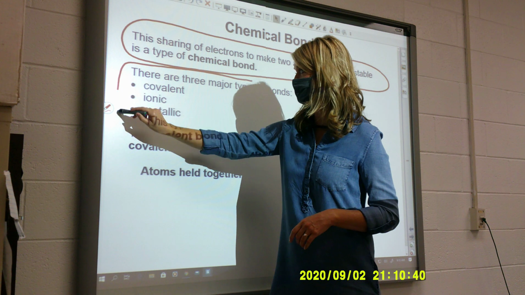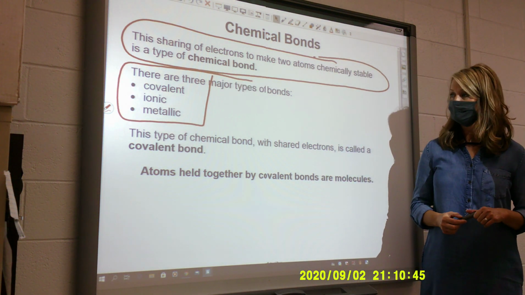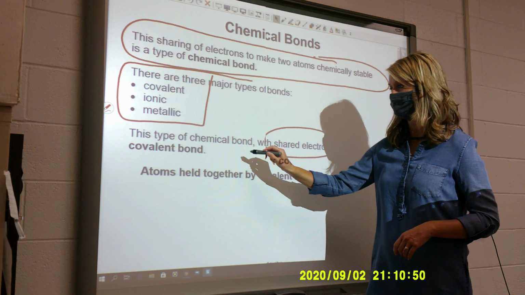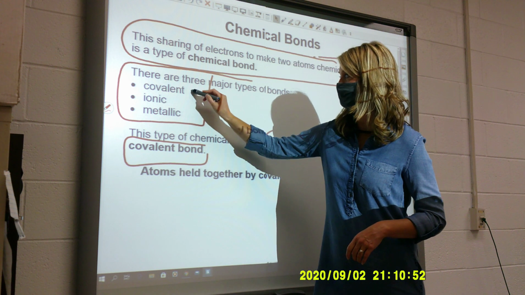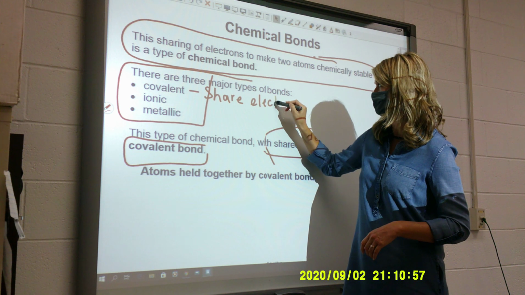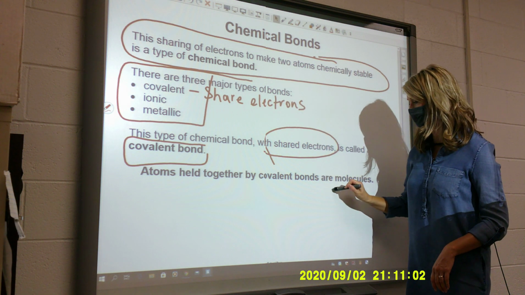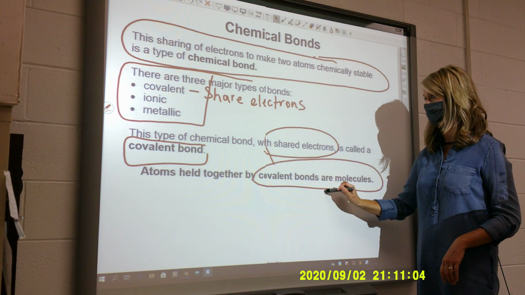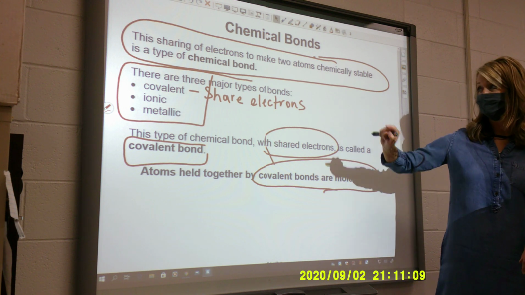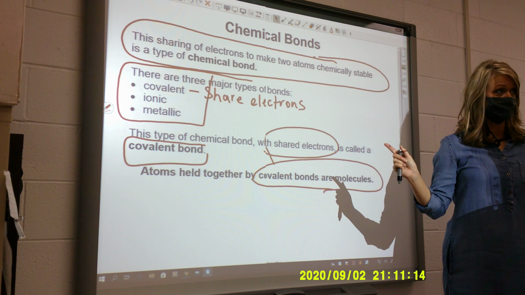There are 3 types of bonds: covalent, ionic, and metallic. This type of chemical bond, shared electrons, is called a covalent bond. So covalent, share electrons. Atoms held together by covalent bonds are molecules. So let me back up. If they share electrons, it is a covalent bond, and they are stable.